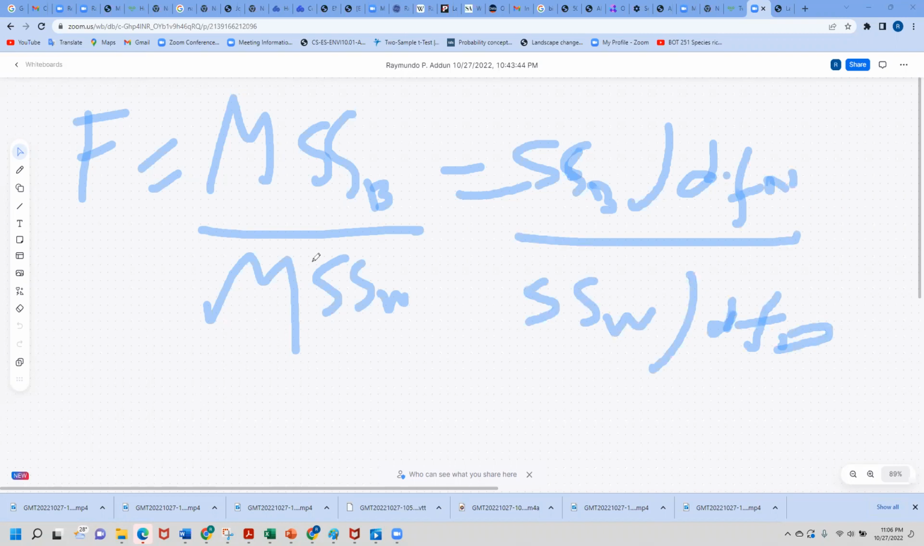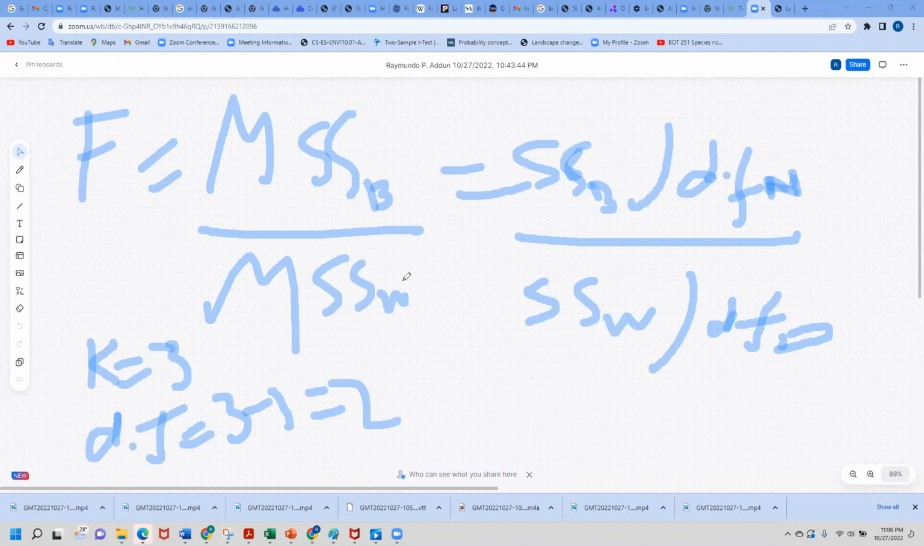So how do you find the degrees of freedom of the numerator? Well, the numerator is the sum of squares between, and its degrees of freedom is just k minus 1. So let's say three groups, A, B, and C. So k is 3, and the degrees of freedom of the numerator is 3 minus 1, which is 2.